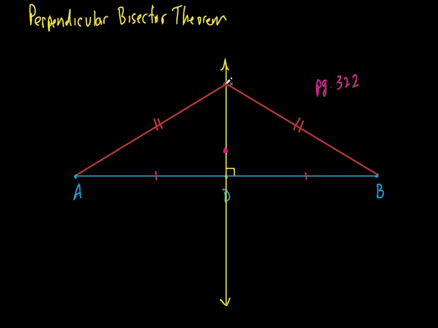The converse says, how do they say this? It says if a point is equidistant to the endpoints of a segment. So if you have a point on here, and it's equidistant to this one, and it's equidistant to this one, you know what we should do? I wasn't going to do this, but I think it might be helpful.